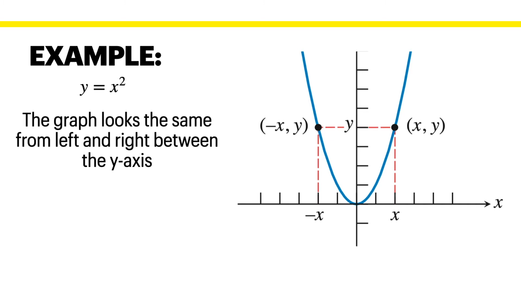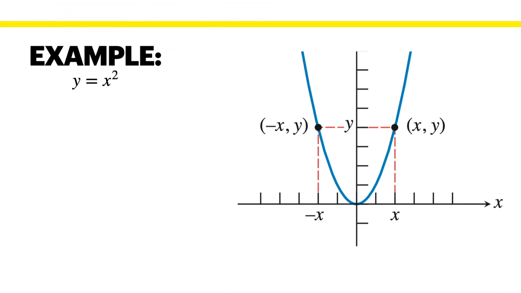So the graph looks the same from left and right. If you try to cut the graph to the left of the y-axis and compare it to the cut to the right, they're basically mirrors of each other, so they look the same from left and right between the y-axis. Now we can say that this graph has symmetry with respect to the y-axis.